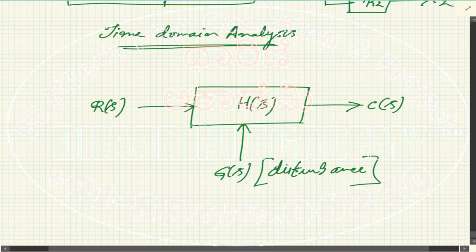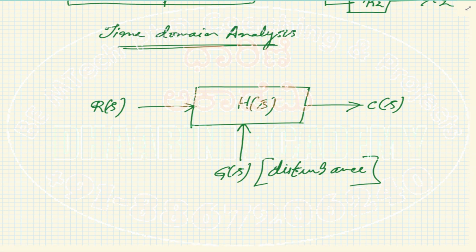So whenever the disturbance affects the system, it should be designed in such a way that it automatically takes care of the disturbance, and how to nullify the effect of this G of s on the output C of s, that needs to be studied.